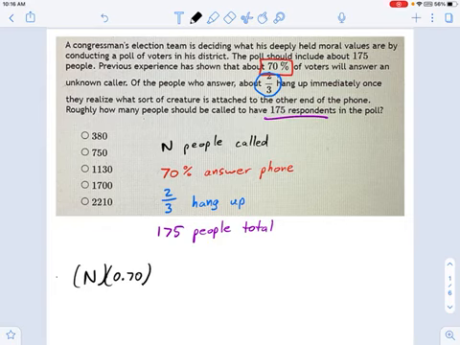And then how many people are going to keep on talking once they realize what's on the other end of the phone? Well, if 2/3 of them hang up, how many are left? It's going to be 1/3. So we've got n times 70% times 1/3. This is the number of people actually talking to the congressional team. And that becomes only 175 people. So we have an equation in algebra. We can now solve this thing.